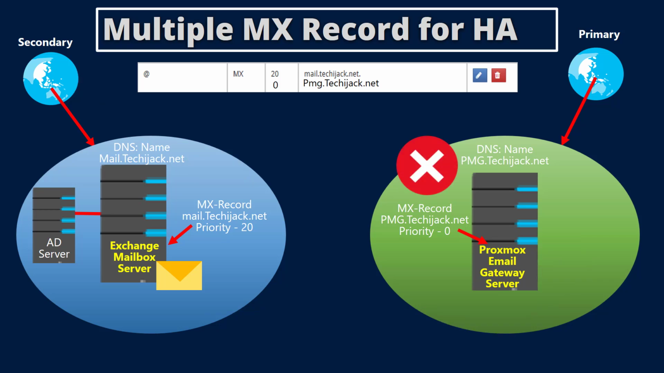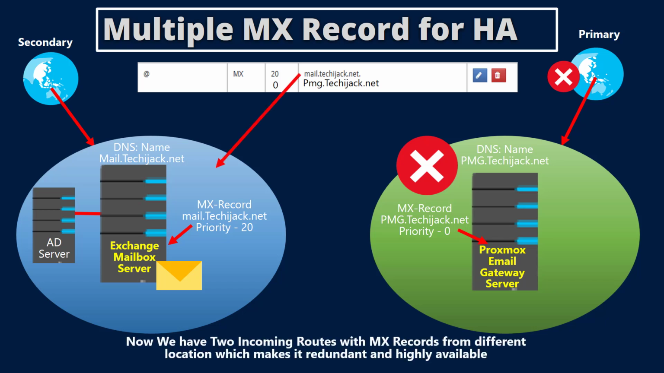And in case our primary site fails or the internet fails, like the complete site is down, we can still receive the emails to our Exchange server. Now we have 2 incoming routes with MX records from different locations, which makes it redundant and highly available. We are making our system redundant, and due to redundancy it is highly available now.